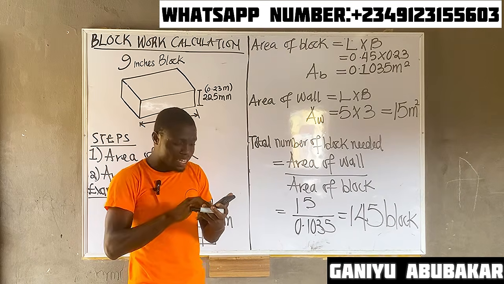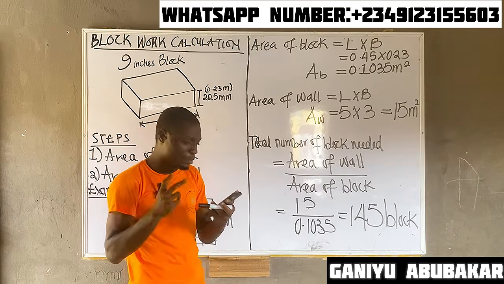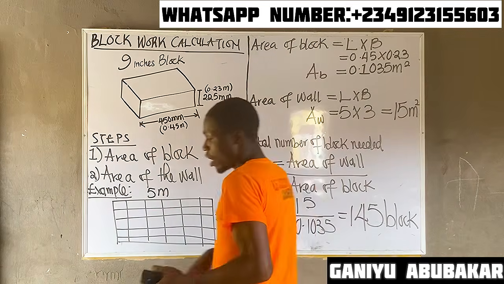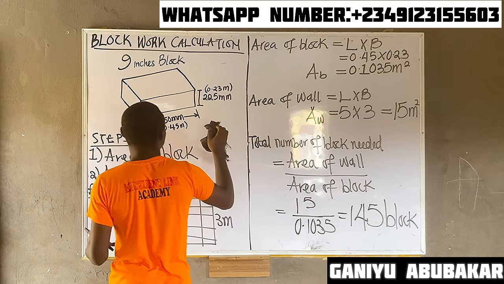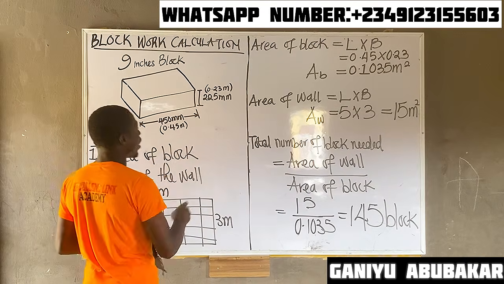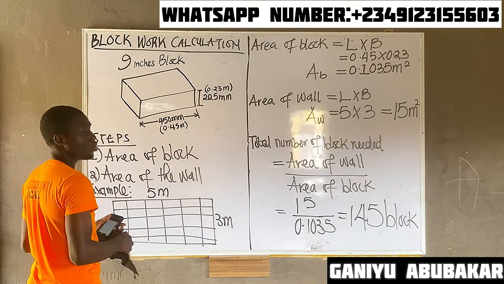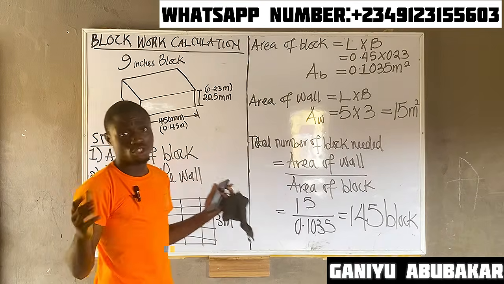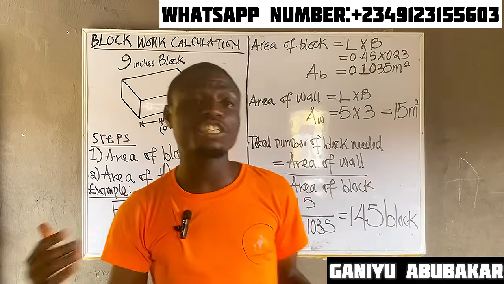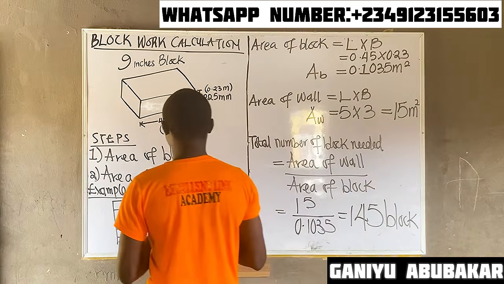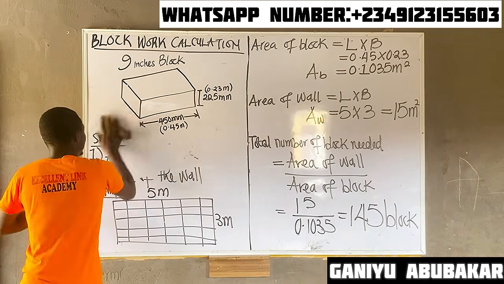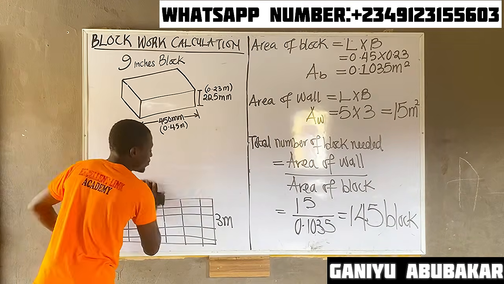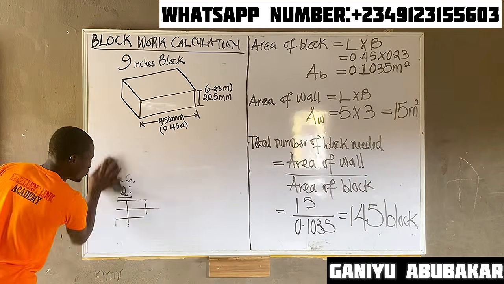All right. Let's take example 2 and understand better. Please note I've given you the dimension for your 9 inches block. You can use any inches of your choice, but I'm choosing to use 9 inches block, and of course, we have it here. So let's take example 2 under this concept, please.